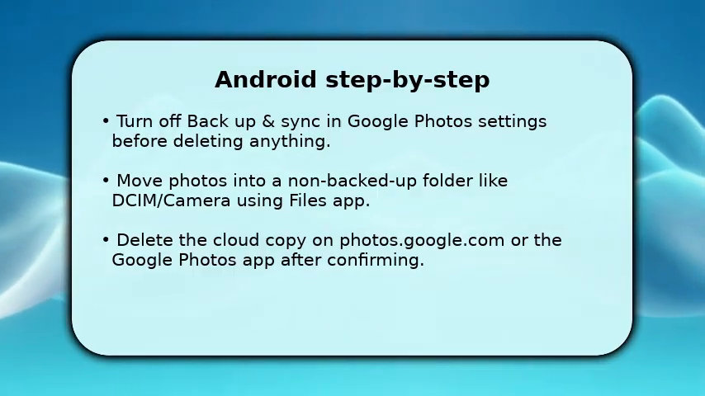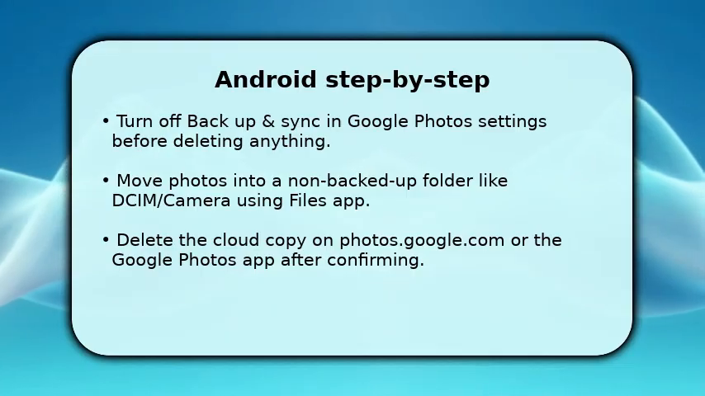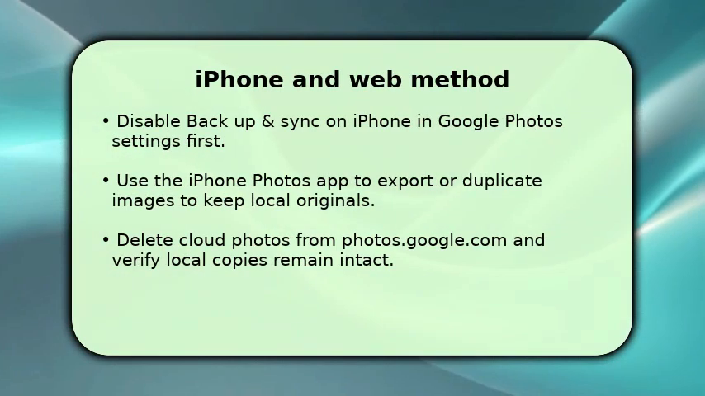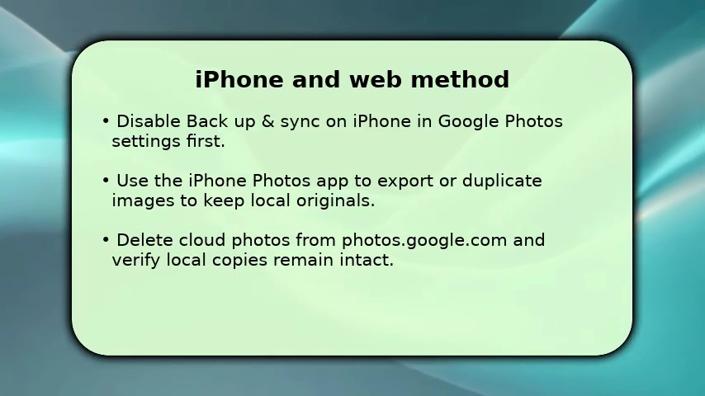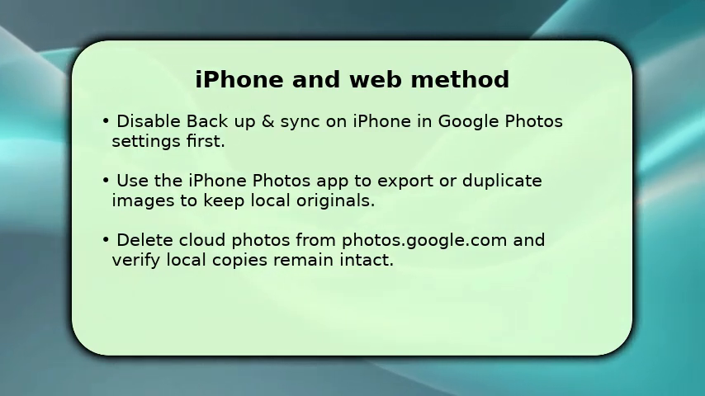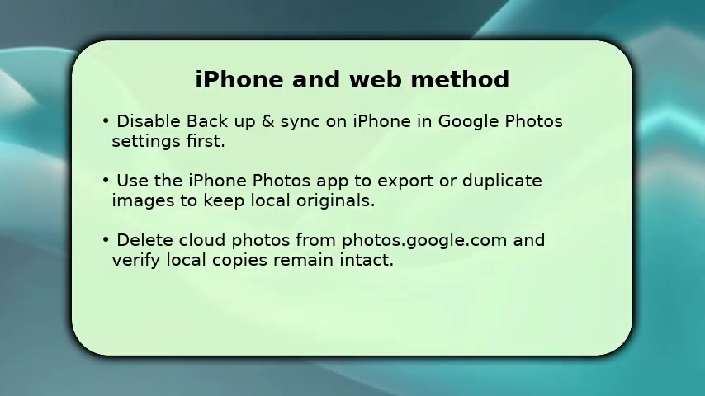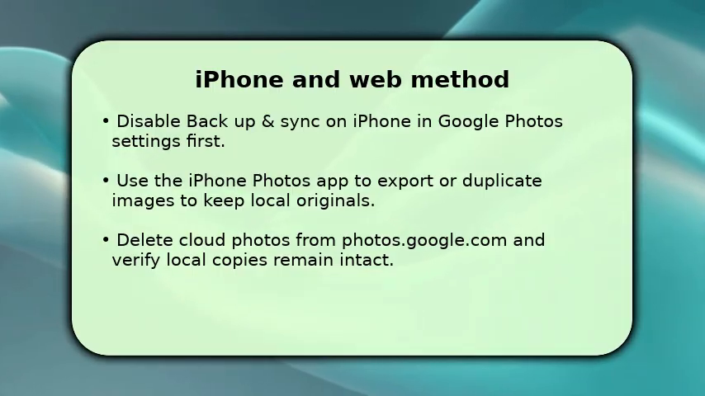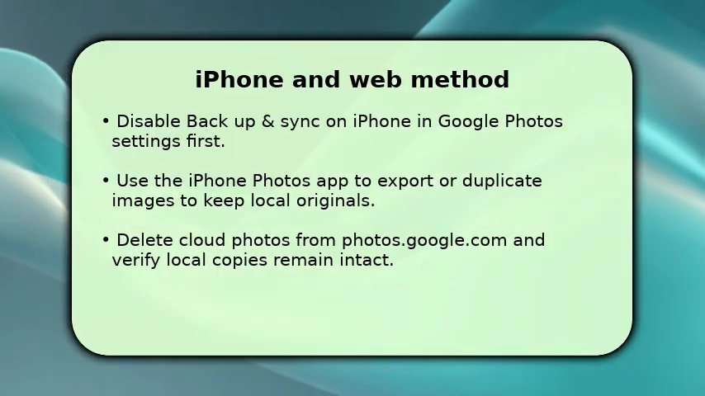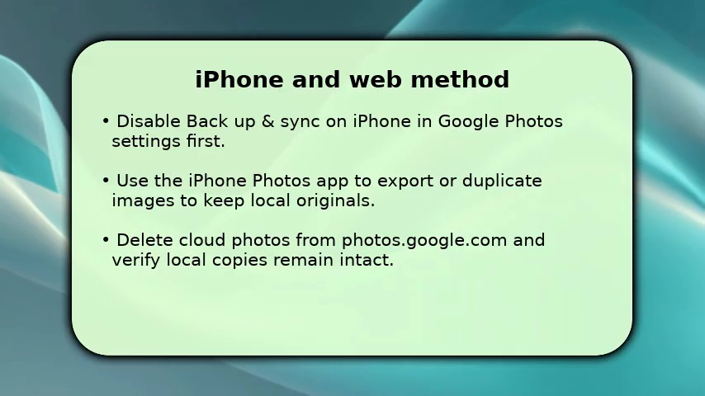On iPhone, open Google Photos and disable backup and sync in settings before you change anything. Use the native Photos app to export, duplicate, or save images to the camera roll to ensure local originals. Confirm local copies open offline and are not listed under Google Photos backup folders.